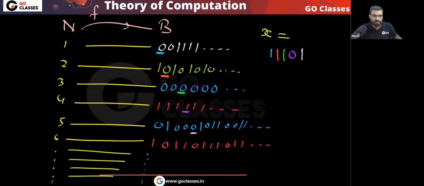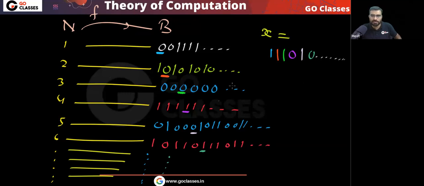Next, what is the sixth element here? The sixth element is 1. My sixth element will be 0. Is this clear? And so on, dot, dot, dot.